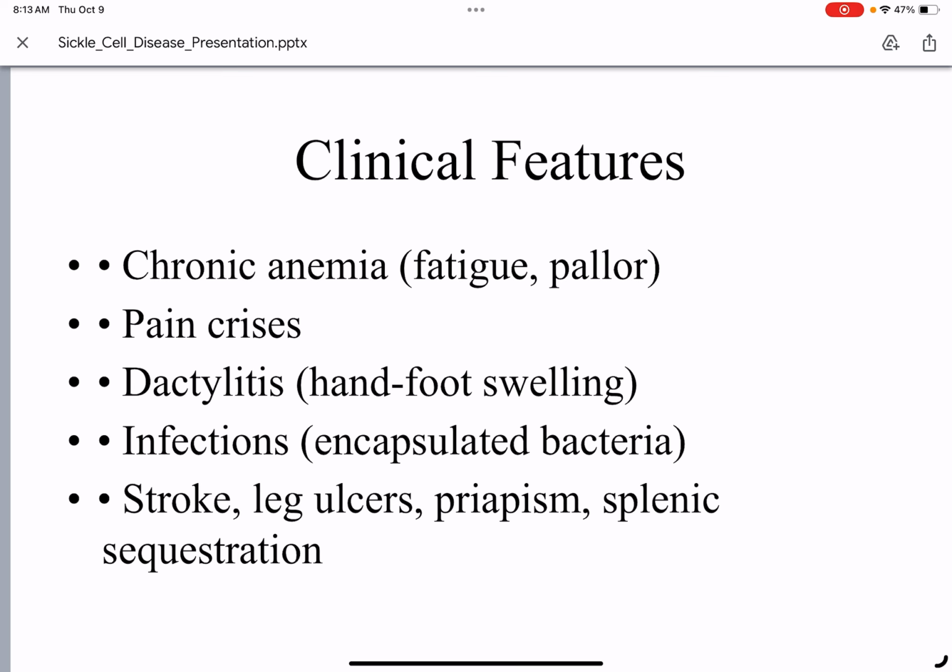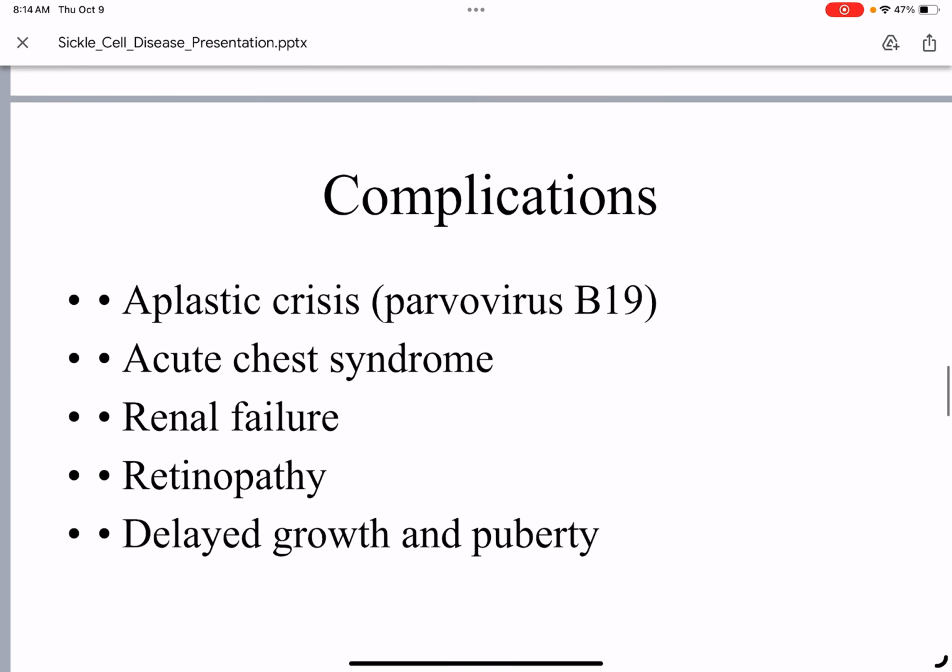They are predisposed to encapsulated bacterial infections like strep pneumonia, Klebsiella, Salmonella, even E. coli. They can have stroke, leg ulcers, even priapism, which is prolonged erection. They can also have splenic sequestration, where red blood cells are basically trapped. It can lead to swelling, and it can be very painful. All right? Complications.